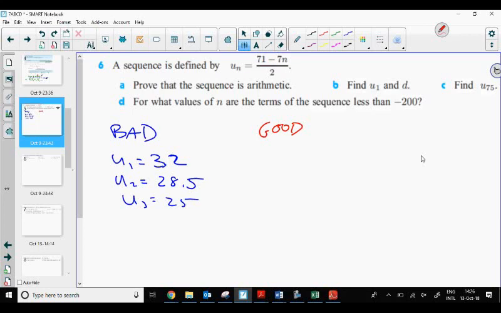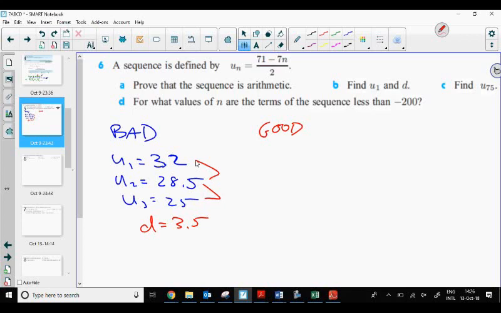The bad approach is to just look at a few terms and say, well, look, 32 minus 28.5, that's 3.5, and 28.5 minus 25, that's 3.5, and then say, oh, look, hey, they've got a common difference. It's 3.5. That's true for these two pairs of numbers that we looked at, but that doesn't mean that it's true for every term. So what would a good answer look like?